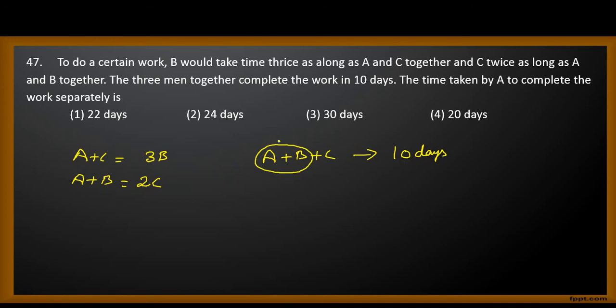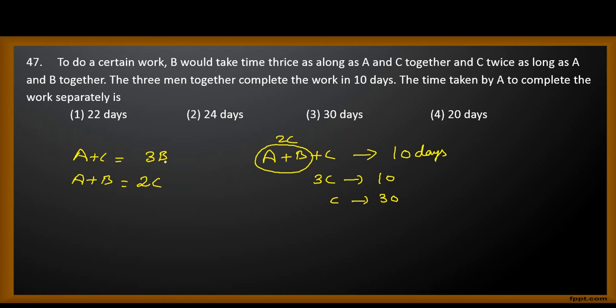It means this is 2C, efficiency of 2C. It means 3C can do the work in 10 days. So C can do the work in 30 days. See here, if you take 3 times the efficiency of C, it will take 10 days. But once C works alone, he will take 30 days. Okay. Similarly, go for the other case.